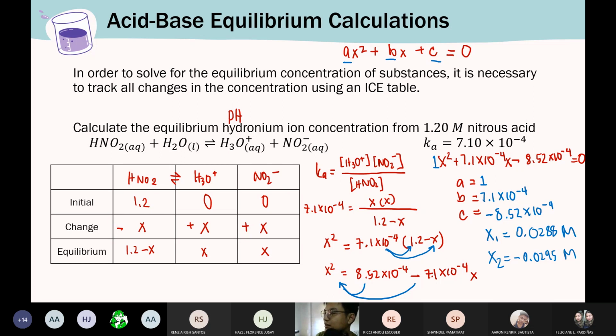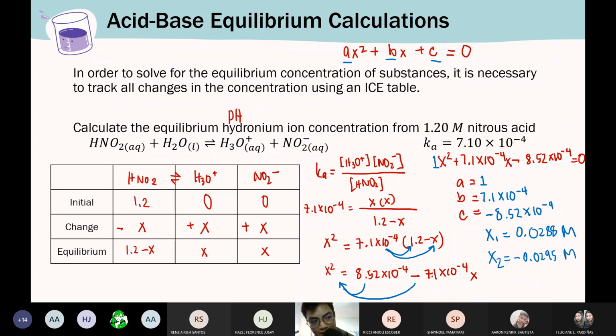Si Kyla may answer na. So, 0.029 daw or 0.0288. Bakit yon? Bakit hindi yung negative 0.0295? Bakit hindi ko gagamitin yung x2? Kasi it should be lower than 1.2. What else? Okay. Now, tama naman yun. Isa yun sa criteria, no? Na yung x value mo must be lower than the initial concentration.